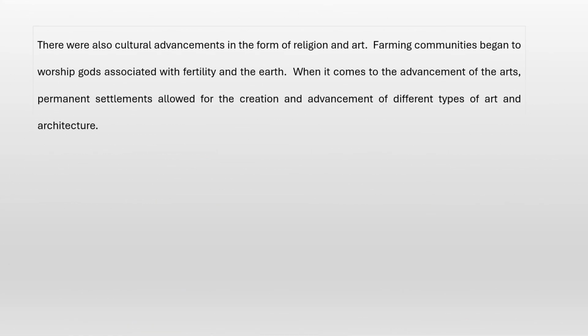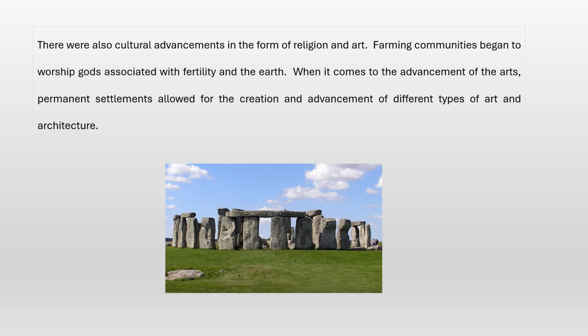There were also cultural advancements in the form of religion and art. Farming communities began to worship gods associated with fertility and the earth. When it comes to the advancement of the arts, permanent settlements allowed for the creation and advancement of different types of art and architecture.